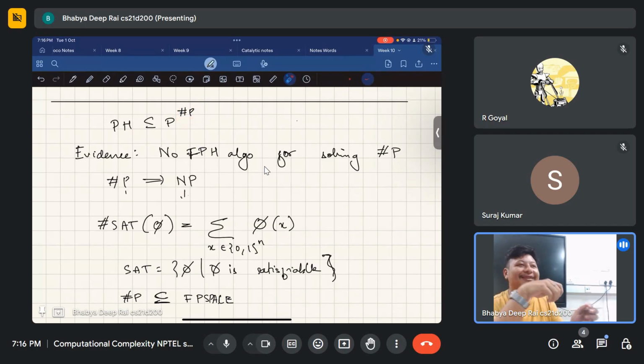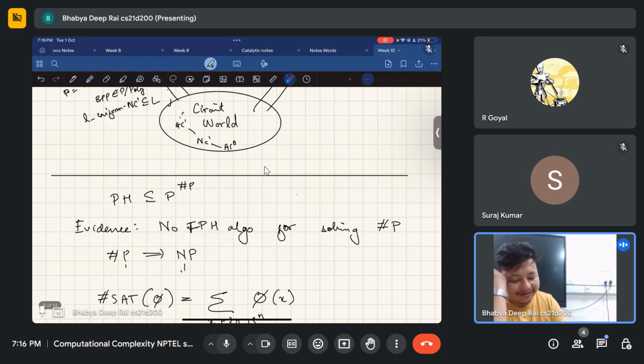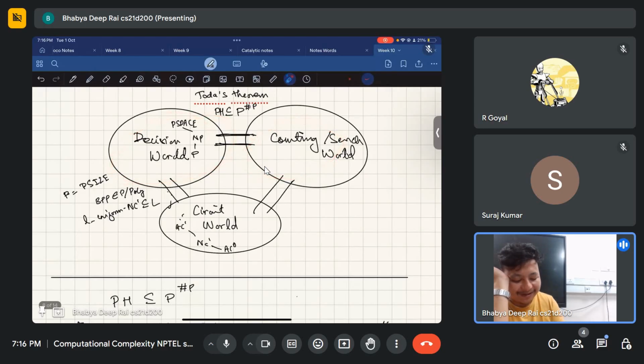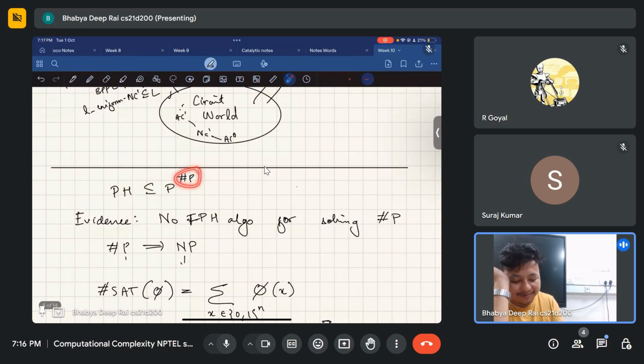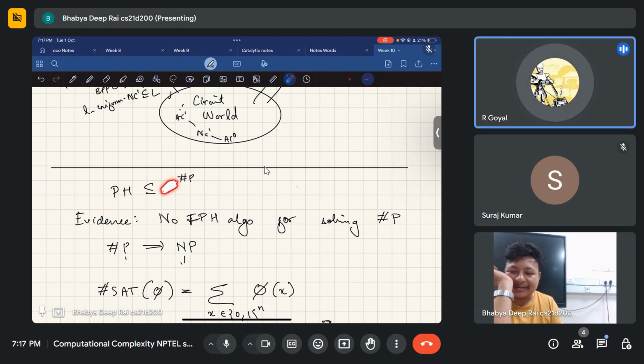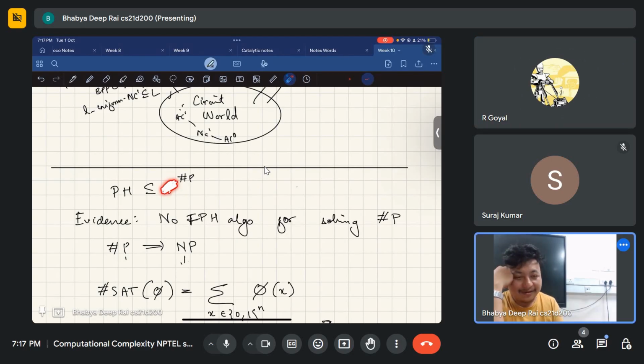Why to relate these two worlds, why we need an oracle at the top? I cannot just say PH is contained in #P. The statement here is very close. P is nothing compared to #P and PH. But I cannot say something like PH is contained in #P, because one is functions and the other is decision problems.